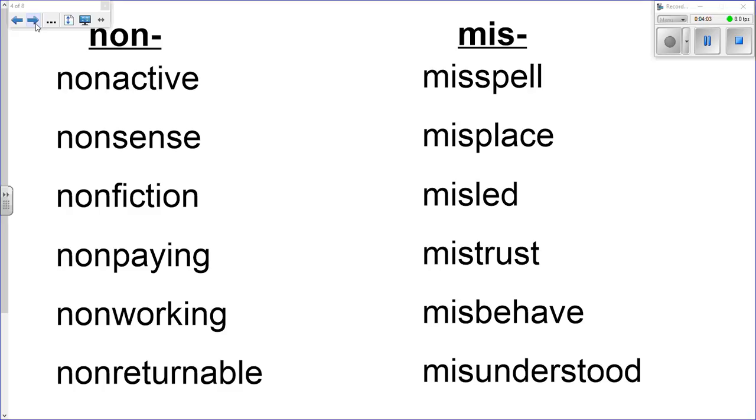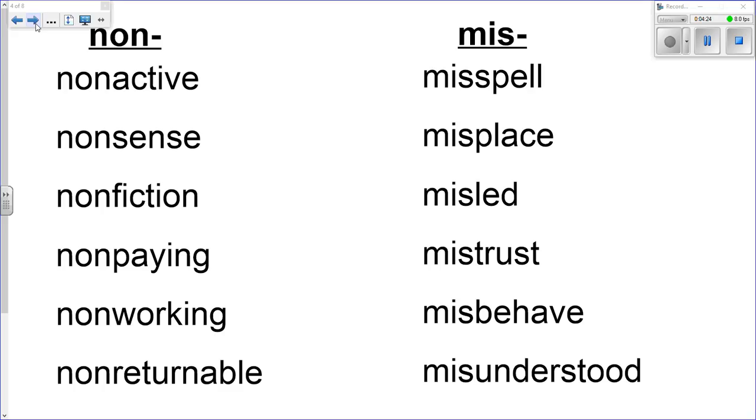Review of non and miss. Non would be non-active, nonsense, non-fiction, non-paying, non-working, and non-returnable. Miss would be misspell, misplace, misled, mistrust, and misbehave. The prefix non means not. Not active means not active.